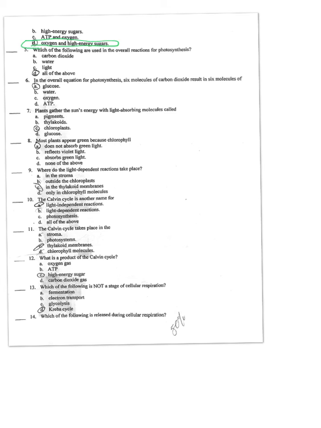And why is that the best answer? It's the best answer because you do produce oxygen in photosynthesis and you are producing high energy sugars. So yes, high energy sugars would be correct, but it's not the best answer. The best answer is going to be oxygen and high energy sugars. Now again, do you produce ATP and oxygen? You sure do, but the ATP is used up in making the sugar because the end product is the sugar.